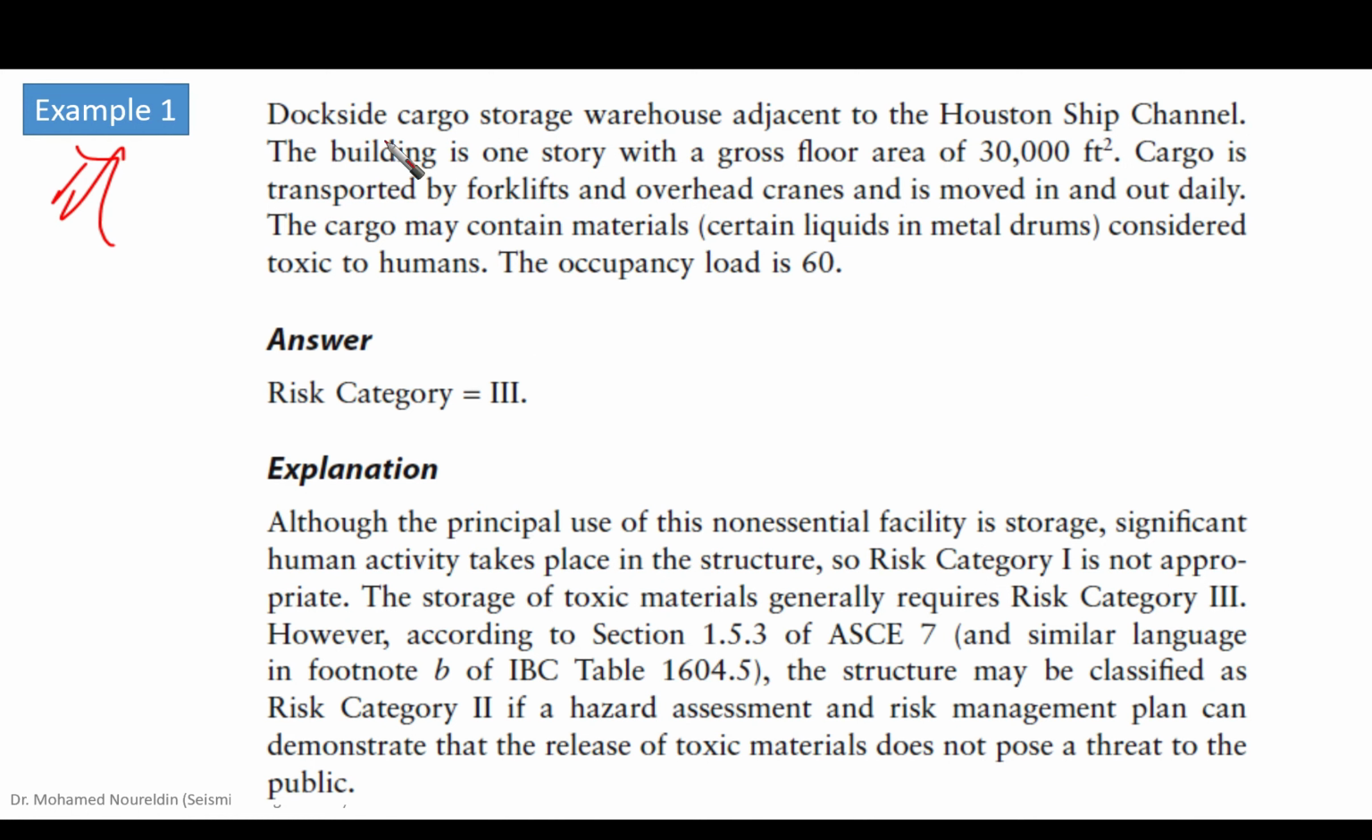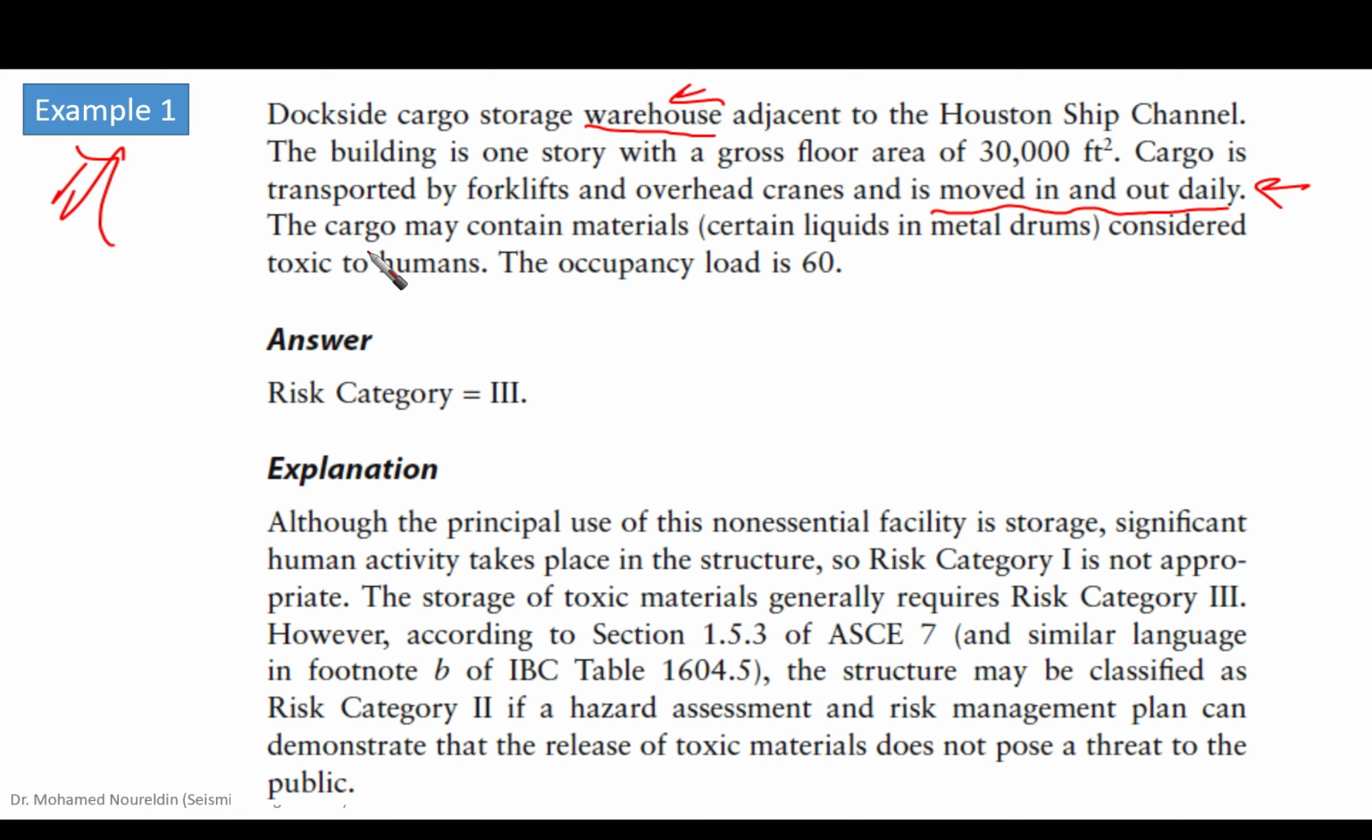A dockside cargo storage warehouse, take care, so it is a warehouse adjacent to the Houston Ship Channel. The building is 1 story with a gross floor area of 30,000 square feet. Cargo is transported by forklifts and overhead cranes and is moved in and out daily. Take care of this, moved in and out daily. These are key words for your warehouse.